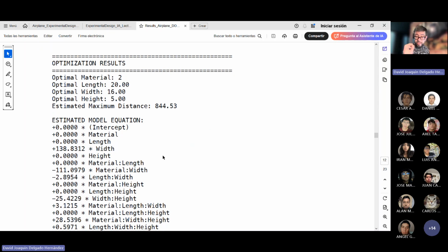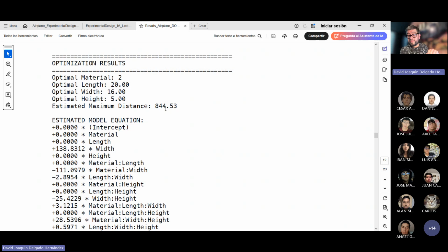So the optimal result, the best airplane that I can design following these steps, it should be made of folder, which is material 2. Then it should have 20 centimeters length and 16 centimeters of width. Okay? And the height should be 5 centimeters. And this will fly in total 8.44 meters. Okay? This is the optimal design.